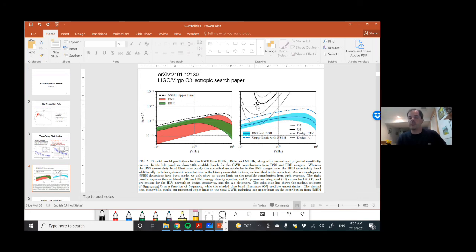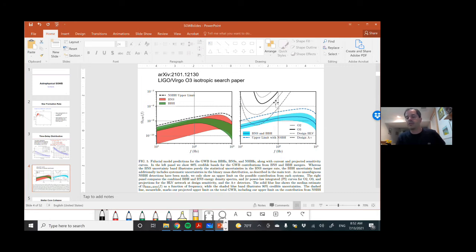Compared with that, here is the sensitivity of our actual searches. So we will talk a little bit more about that in the coming days. This solid black line is basically what we would refer to as our upper limit. And you see that that is about an order of magnitude or so above where we expect the actual background to be from the compact binaries. So we have not seen the background yet, and we did not expect to see it. We're still about an order of magnitude away.